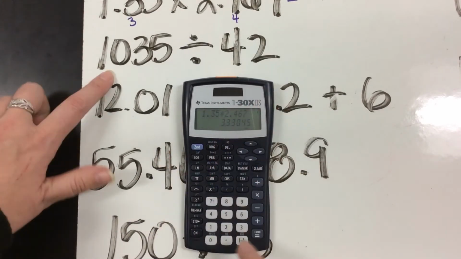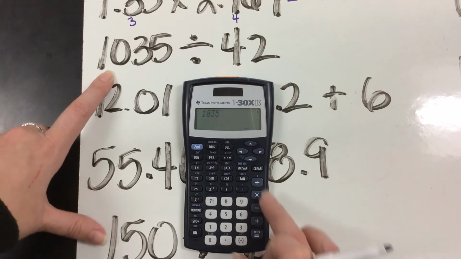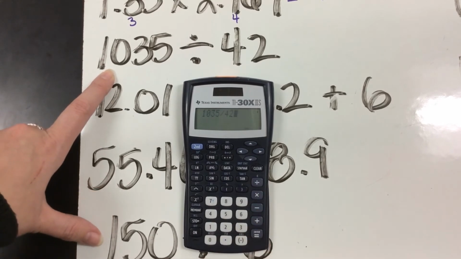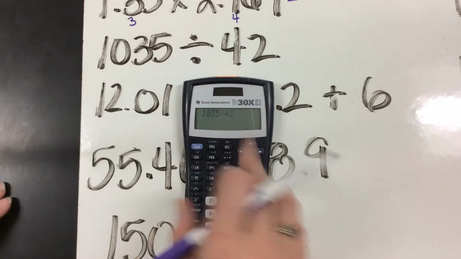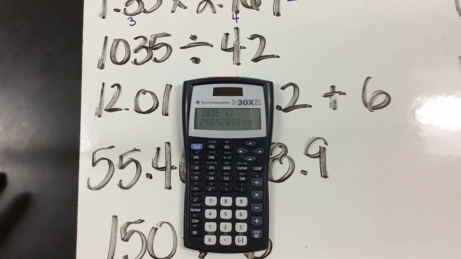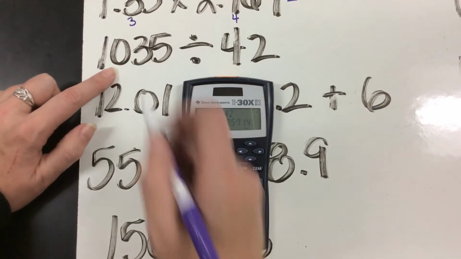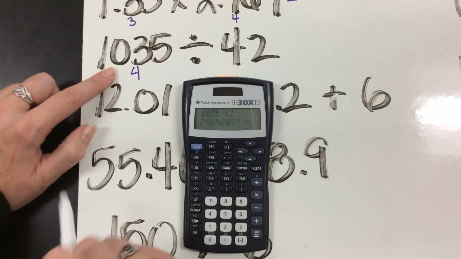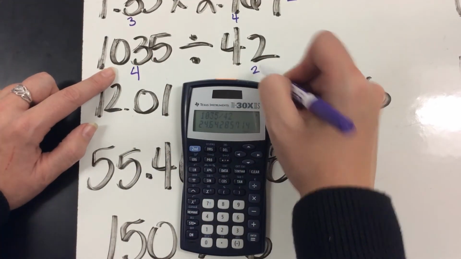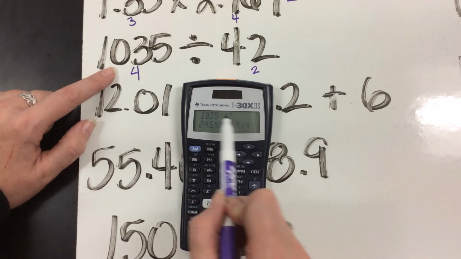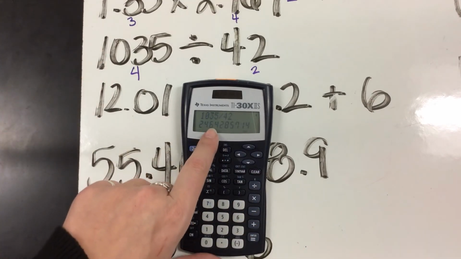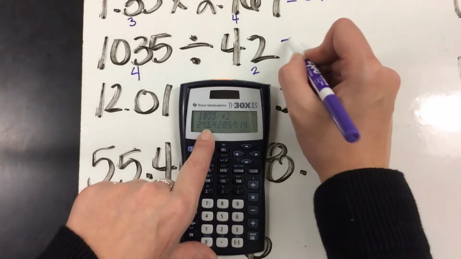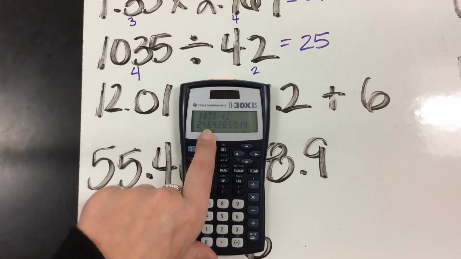Now the next problem, we have 1035 divided by 42. Now when you divide, you're going to look at your input numbers to round the answer to the least amount of sig figs again. So in my 1035, I have 4 sig figs. 42 has 2 sig figs. That means that my answer here can only have 2 sig figs. So I've got a 6 next door to the 4. That's going to round up to 25.